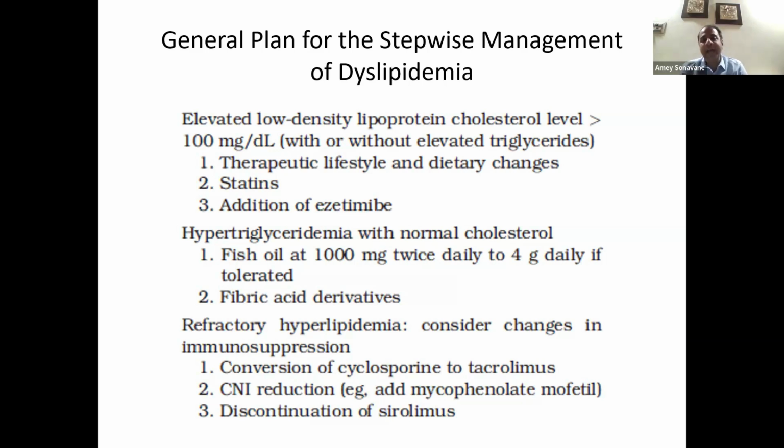If these patients have isolated high triglyceride levels, then treating them with fibric acid derivatives and fish oil at a dose of 1 gram twice a day to 4 grams daily benefits them. But if these patients still do not improve, and the LDL, cholesterol, and triglyceride levels are still high, then we may have to alter the immunosuppression too. If these patients are on cyclosporin, which makes the patient more prone to develop dyslipidemia, convert the cyclosporin to tacrolimus. In general, reduce the CNIs, both cyclosporin and tacrolimus. We may add on mycophenolate mofetil. And if these patients are on mTOR inhibitors like sirolimus and everolimus, maybe discontinuing them helps in cases of refractory hyperlipidemia.